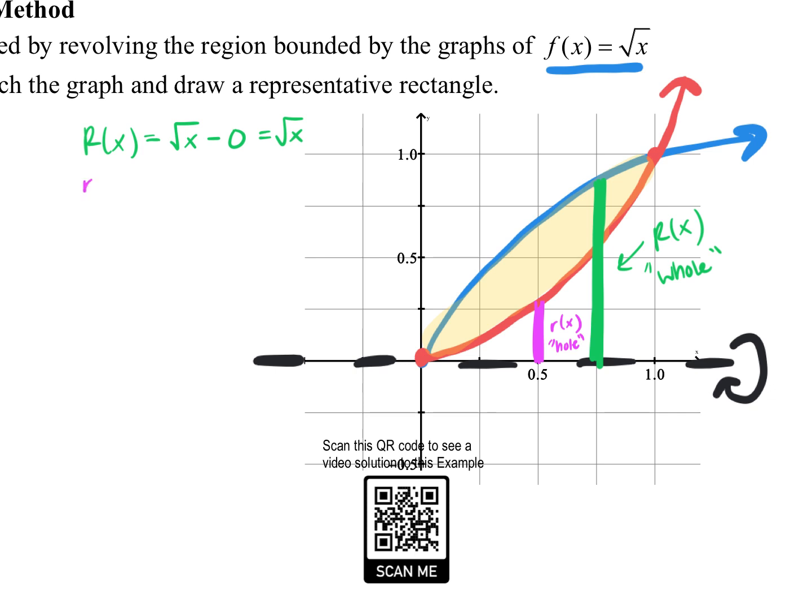Okay, little r of x is going to be using the red curve. That's my top curve. So my red curve is x squared, so I'm taking x squared and subtracting 0, which is just x squared.